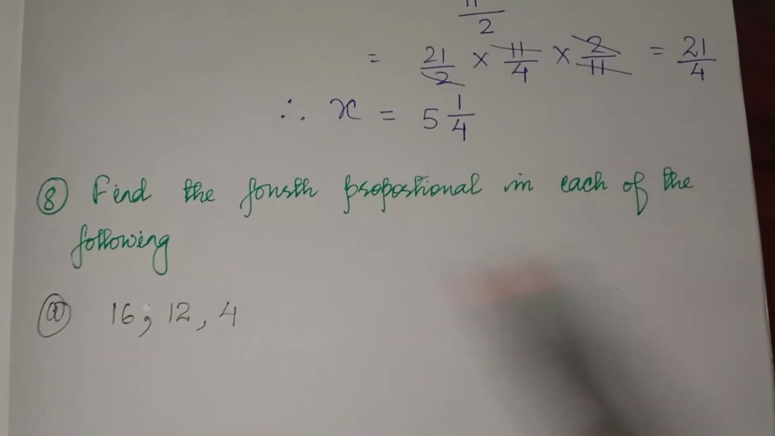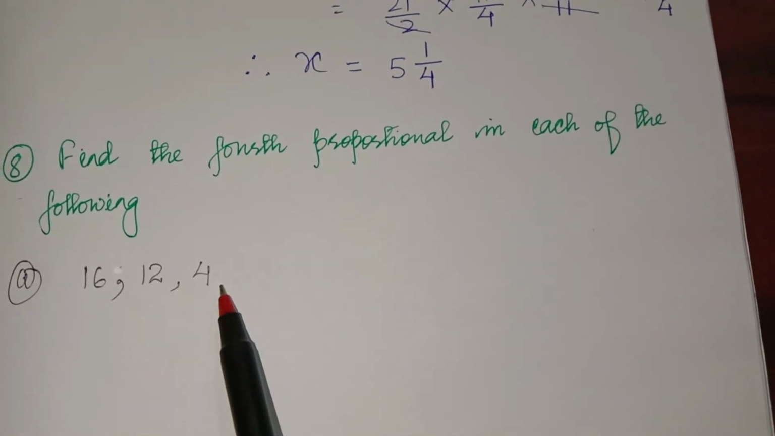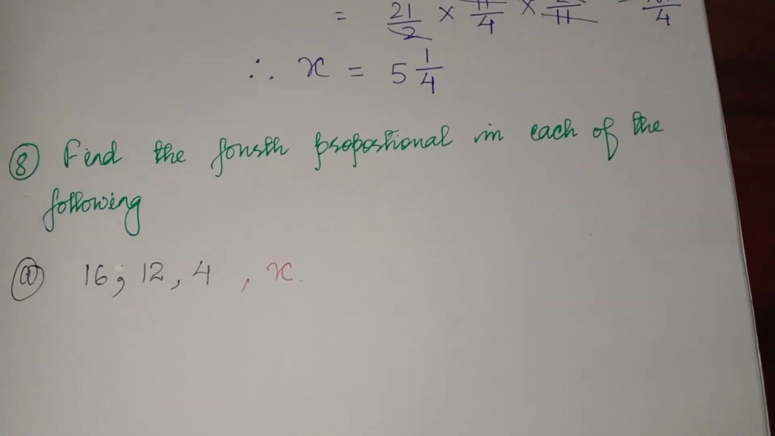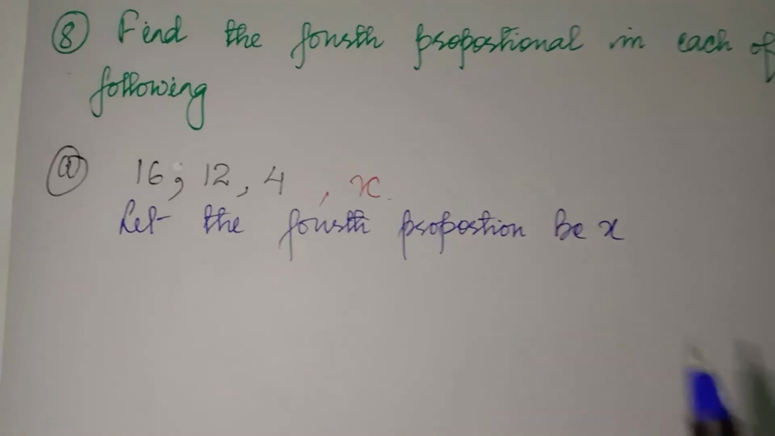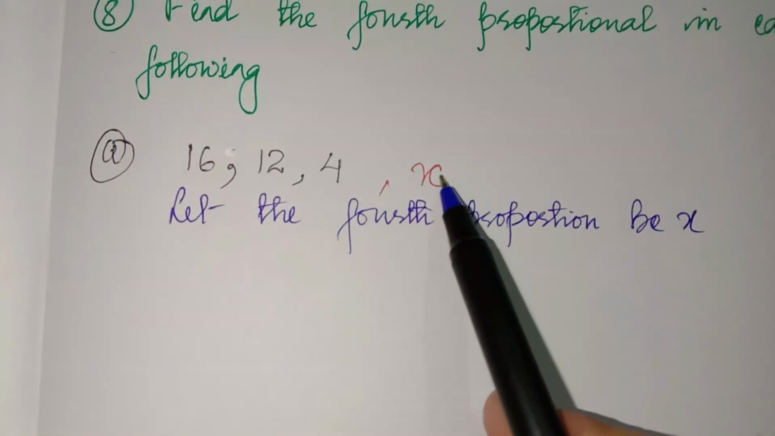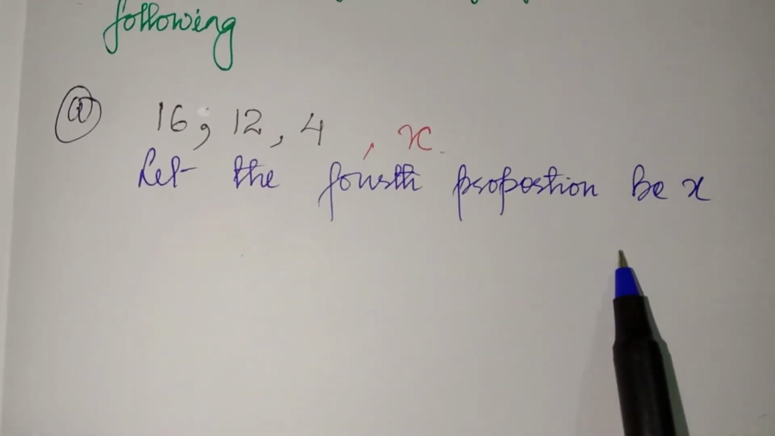Question number 8 is find the fourth proportion in each of the following. So here are only 3 numbers. We don't know the fourth number, so let's write here x. Let the fourth proportion be x. So these are called means, these are called extremes. So x is in extreme, so we will write product of extremes is equal to product of means.